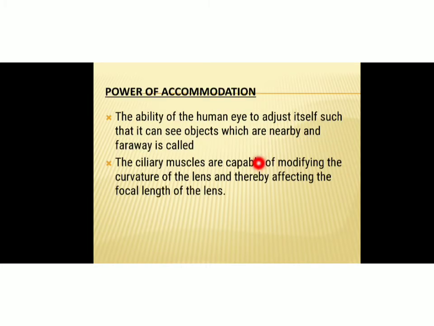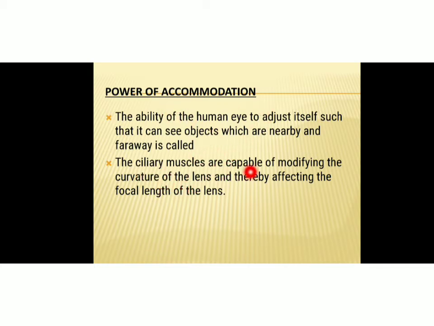Next, we can discuss the most important property of the eye, that is the power of accommodation. What do you mean by power of accommodation? Just now when we were discussing the ciliary muscles, I told you the ciliary muscles contract and relax depending upon the position of the object. That property itself is known as power of accommodation. In doing so, the focal length of the eye lens will also change. This ability of the human eye to adjust itself such that it can see objects which are nearby and far away is called power of accommodation.